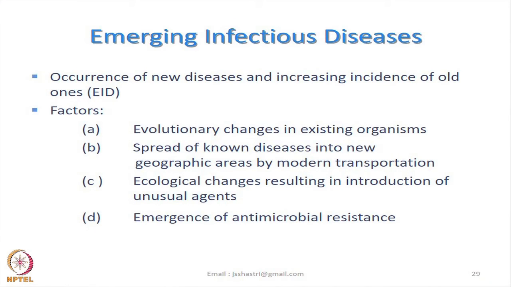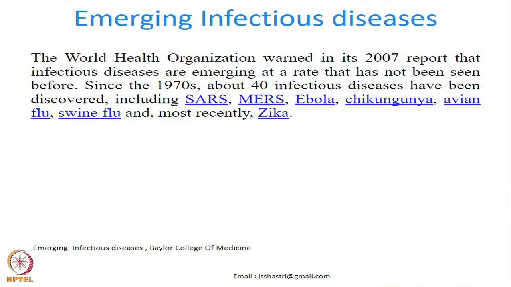So what are infectious diseases which are emerging? These are evolutionary changes in the existing organisms, spread of known diseases into new geographic areas, ecological changes resulting in introduction of unusual agents, and drug resistance. The World Health Organization has warned in its 2007 report that infectious diseases are emerging at a rate that has not been seen before. Since the 1970s, there have been 40 infectious diseases which have been discovered, and these are some of them. Just a little bit of information about SARS.